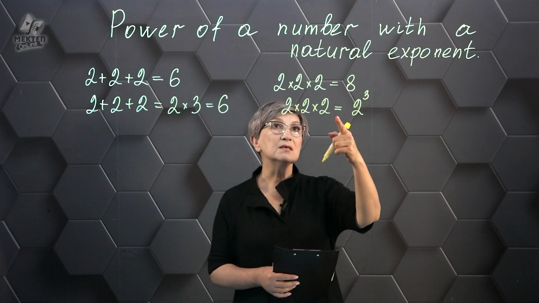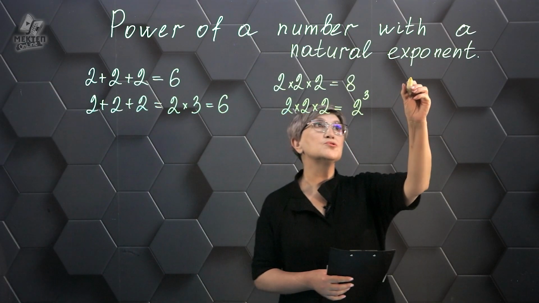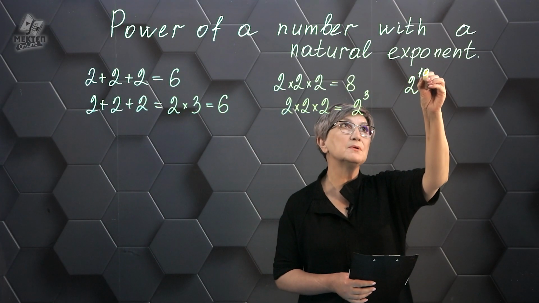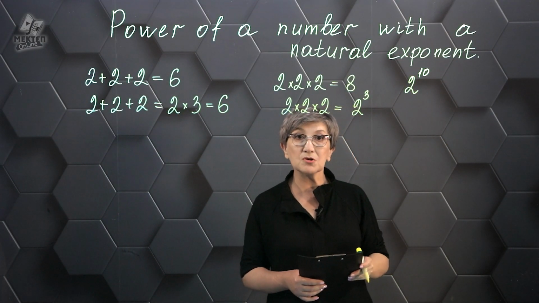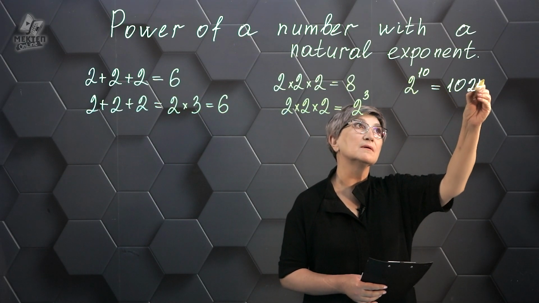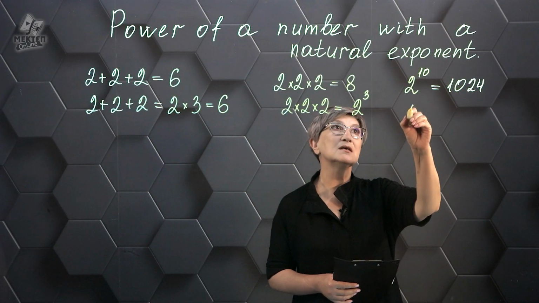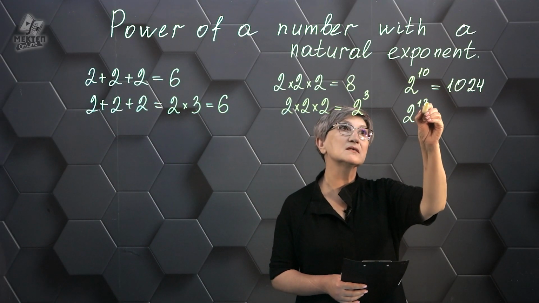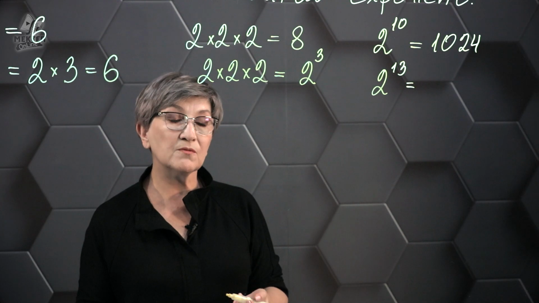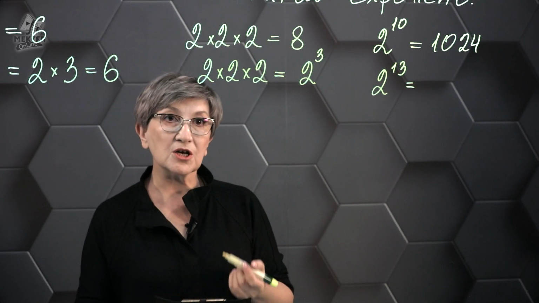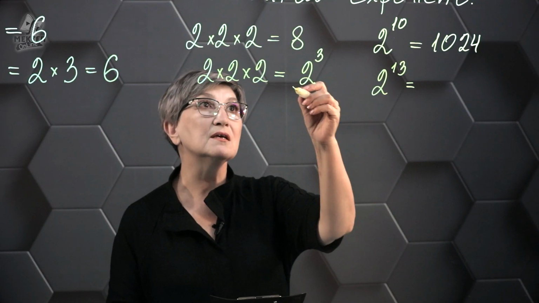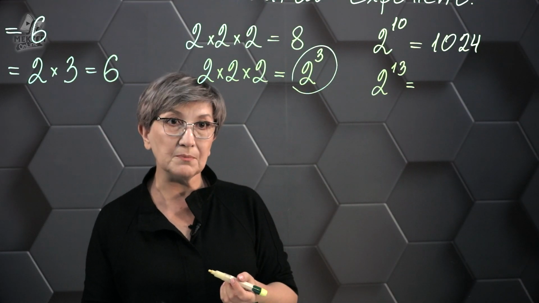The point is that if I want to find the value of 2 to the 10th power, I end up with a big number. That's 1024. And if I want to find 2 to the power of 13, then that number is even bigger. So in math, it's allowed to write large numbers, if possible, as a number to some degree.